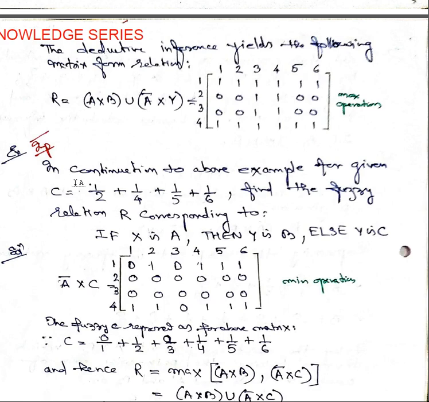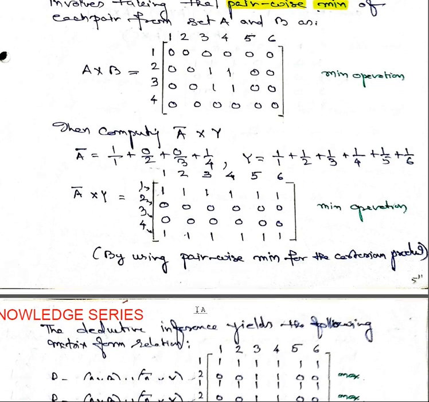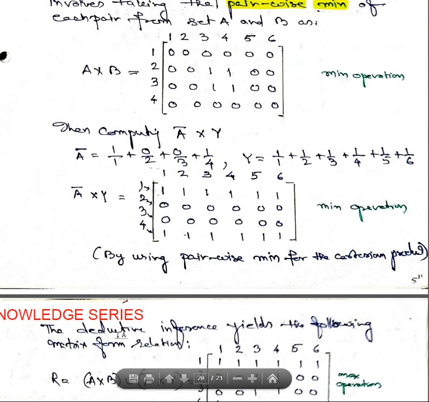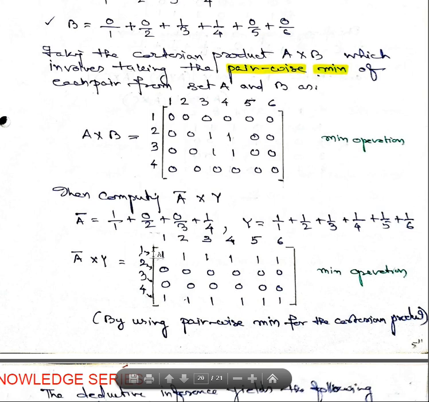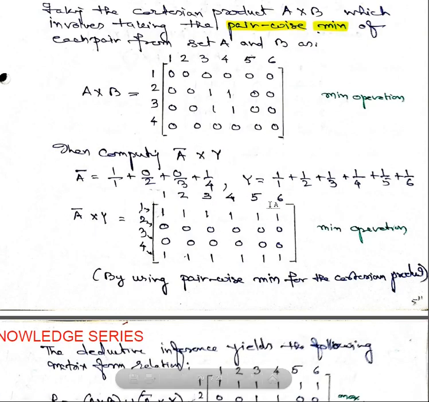Now once we know A cross Y, and A cross B we already know, we take the composition, that is, we take a union. So in the union case we take the maximum. How will you do it? We have A cross B, and this element is the same as this one, so we ignore this one and directly go with this value.